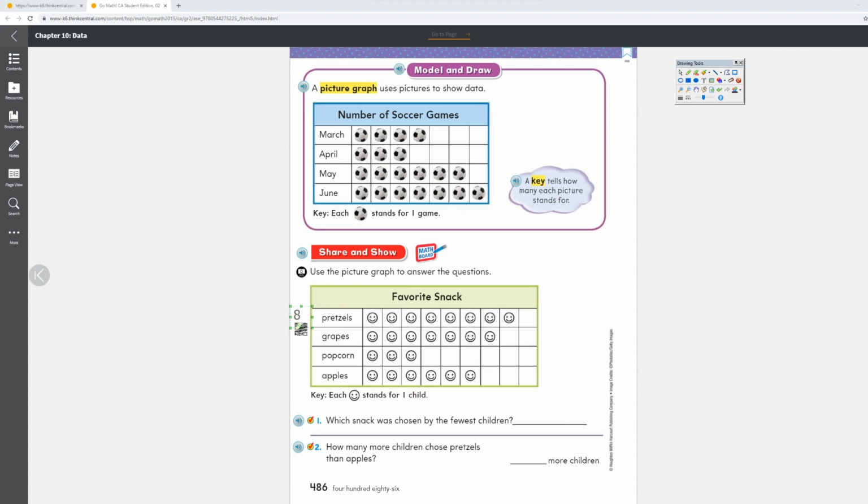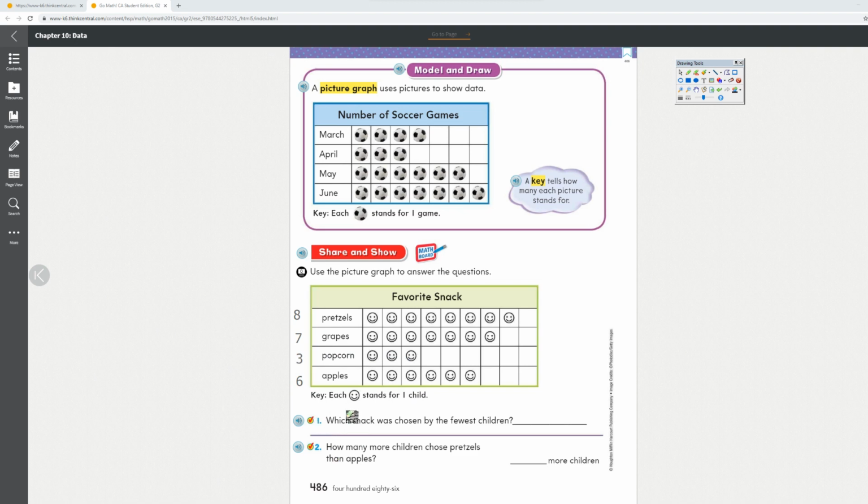So how many children like grapes? Let's go ahead and count again. 1, 2, 3, 4, 5, 6, 7 children. 7 like grapes. For popcorn, we have 1, 2, 3. And for apples, we have 1, 2, 3, 4, 5, 6. 6 children want apples. Now let's answer questions 1 and 2.